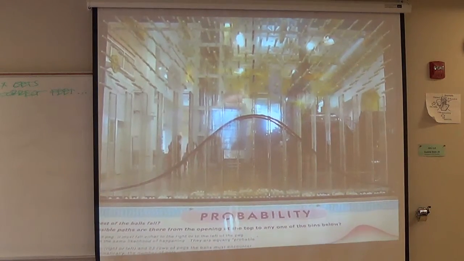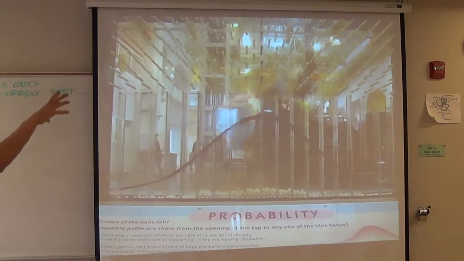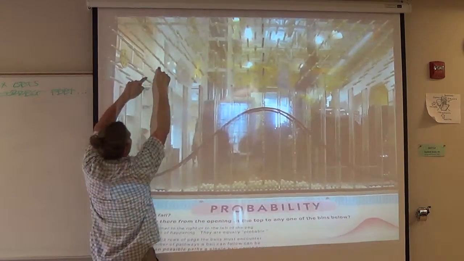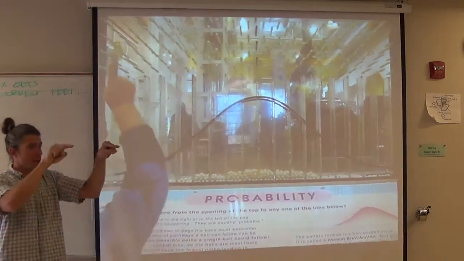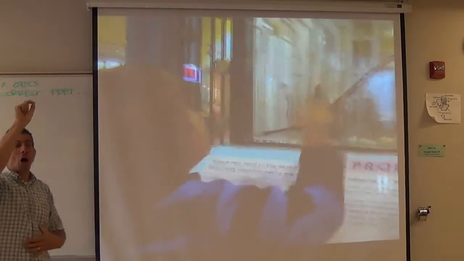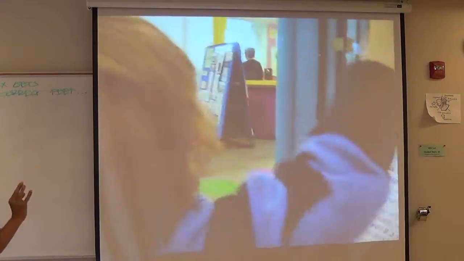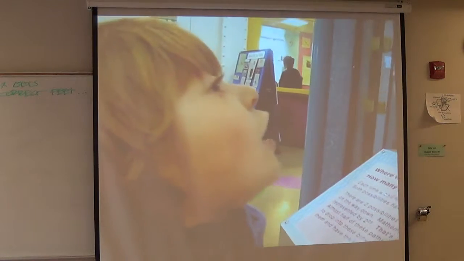So the balls are released in the middle of this grid, a series of pegs that are set up in even intervals. The balls come down and bounce off the pegs. He's explaining it to you. Listen to it.